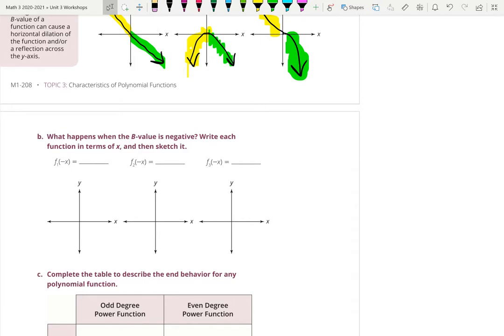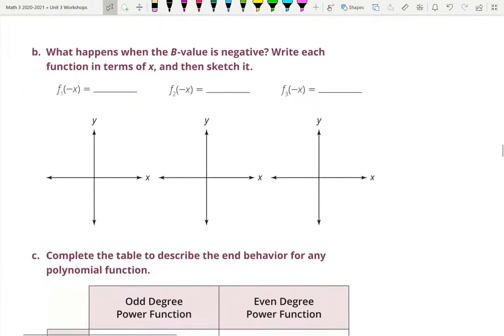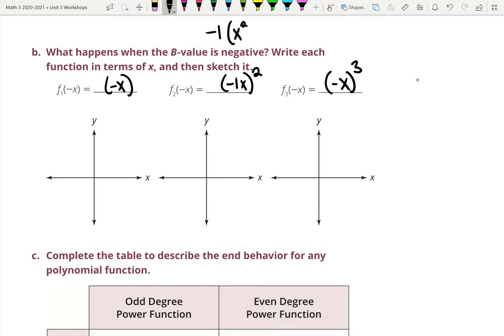What happens when the b value is negative? Now notice it's on the inside. The difference here is you're going to plug it in for the x value, and this is going to be on the inside. Notice how before it was just negative 1 times x squared, and here it was negative 1 times x cubed. Now the negative is on the inside, so there's a slight difference. When you simplify this, this is just going to be negative x. So it's going to look very similar. It is going to be a decreasing line.